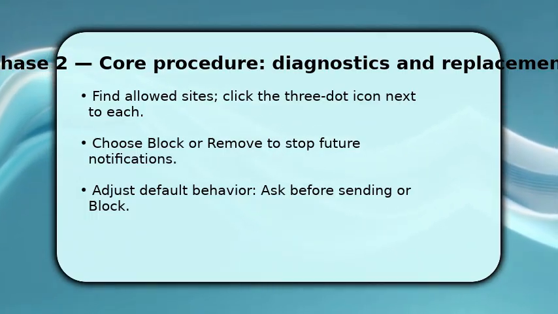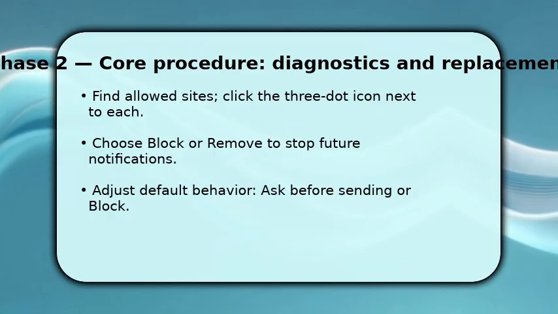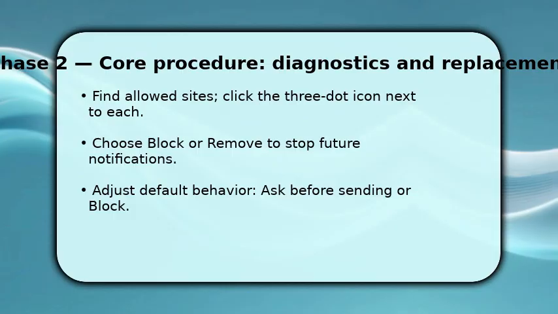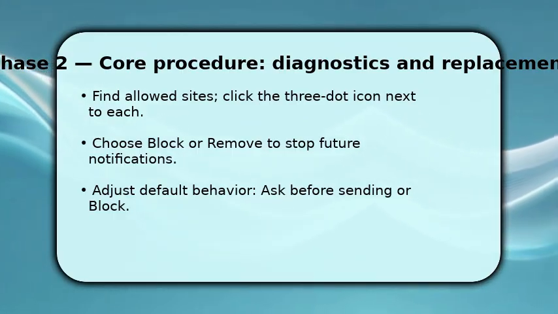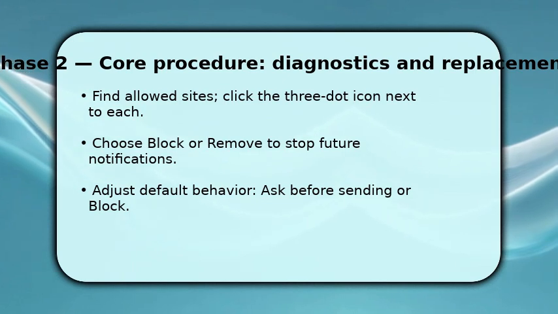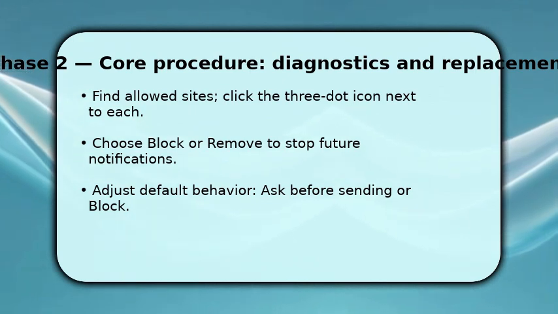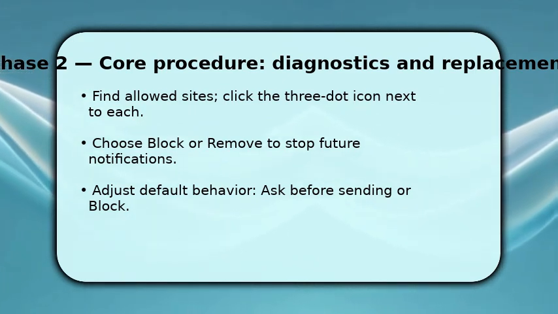Also, check the default behavior at top. Set it to ask before sending to prevent automatic prompts, or block to stop all new requests. Once you apply changes, test by visiting a listed site to confirm no pop-up appears. Finish by restarting Chrome, because some sites cache permissions.